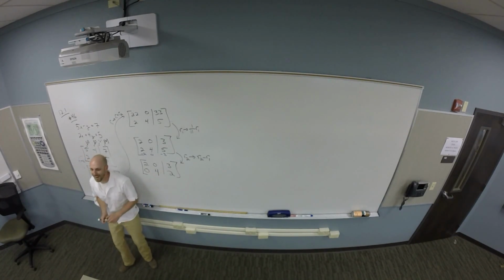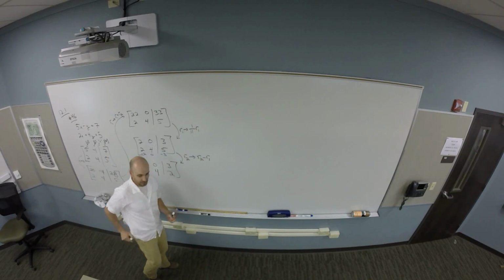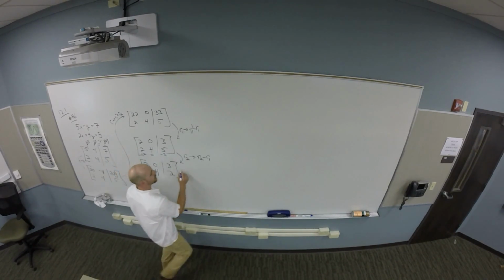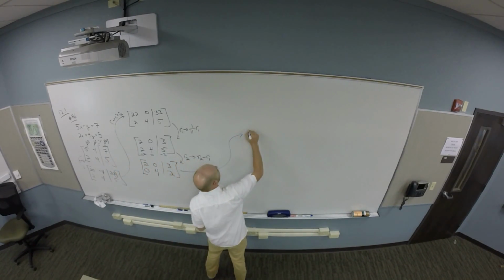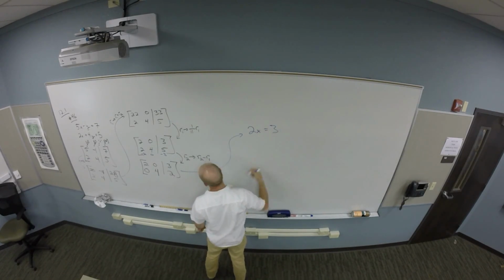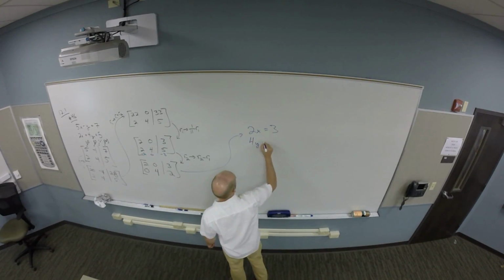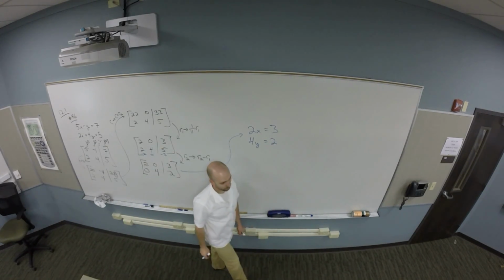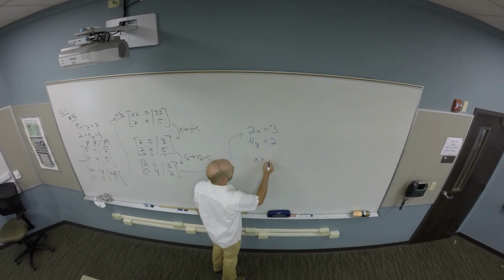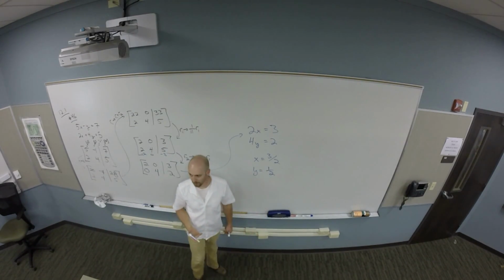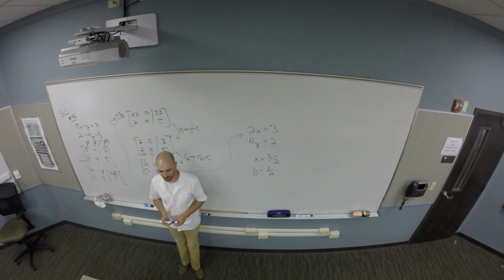All right, so what do I have here? 2x equals 3 and 4y equals 2. Yeah, so at this point I'm ready to be done, right? This top equation says 2x is 3, and the bottom equation says 4y is 2. So x is 3 halves, and y is 1 half. Bam, done.